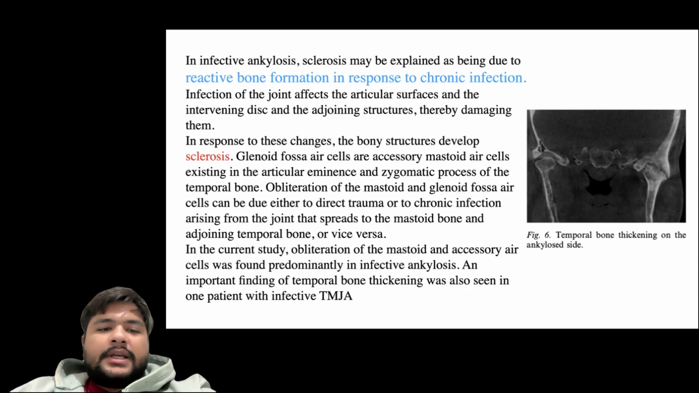Glenoid fossa air cells are accessory mastoid air cells existing in the articular eminence and zygomatic process of the temporal bone. The obliteration of the mastoid and the glenoid fossa air cells can be due either to direct trauma or to chronic infection arising from the joint that spreads to the mastoid bone and adjoining temporal bone, or vice versa. In the current study, obliteration of the mastoid and accessory cells was found predominantly in the infective ankylosis. An important finding in the temporal bone thickening was also seen in one patient with infective temporomandibular joint ankylosis.